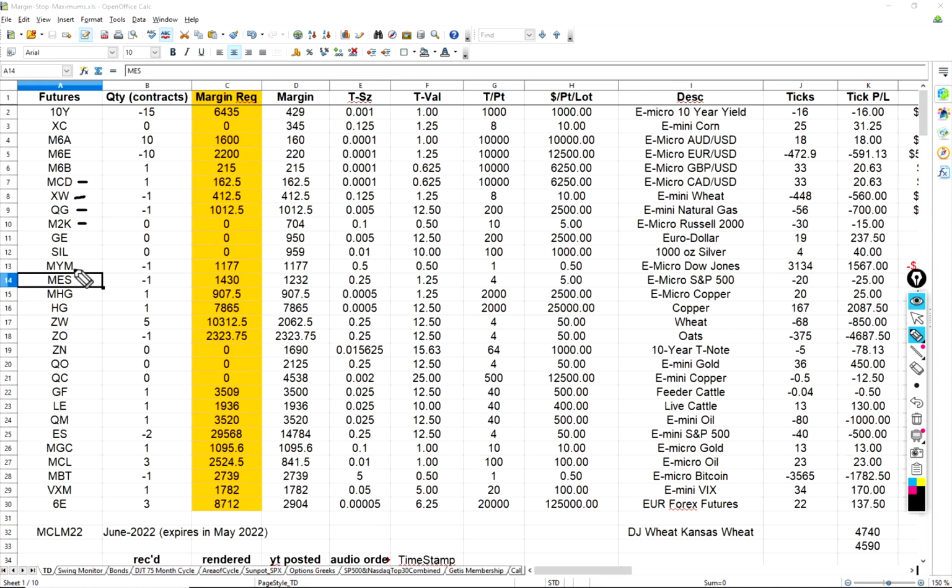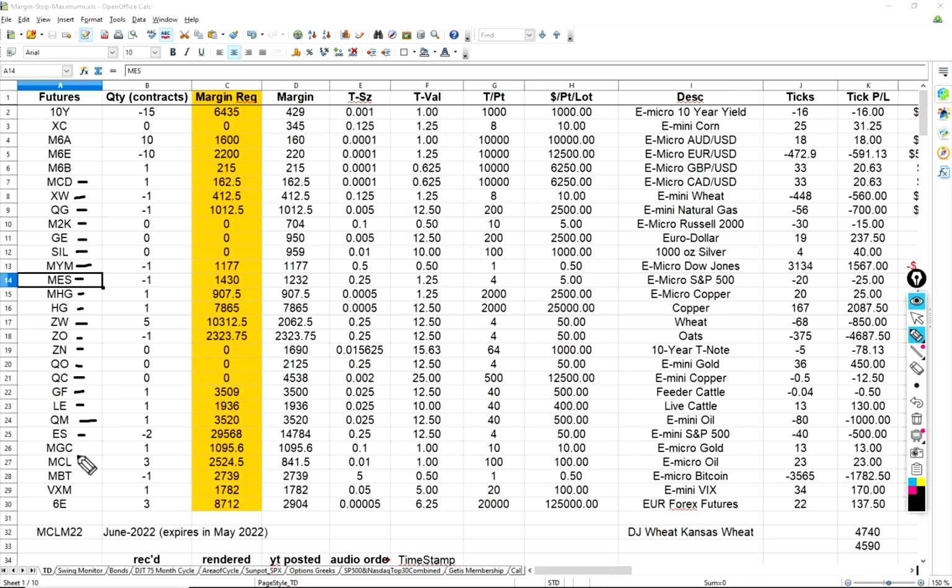Okay, I think this is copper, if I remember right. This is Russell 2000 micro. I think that's silver. This is the Dow Jones. Micro Dow Jones, micro S&P 500, micro copper, regular big copper contracts, wheat. I don't remember what this is. I think that's gold, or I don't know. This is probably gold. Whatever. I don't remember all of this. This is cattle. This is also cattle. This is gas, crude oil, I think.